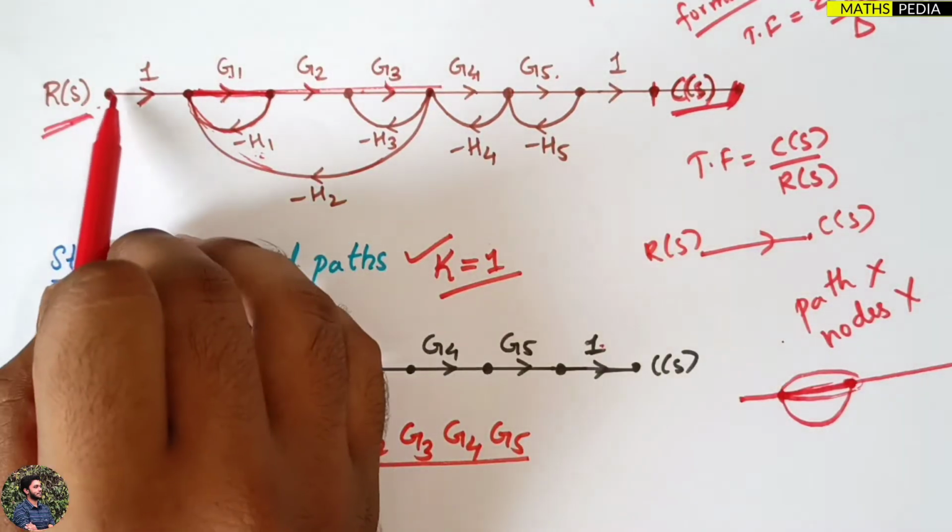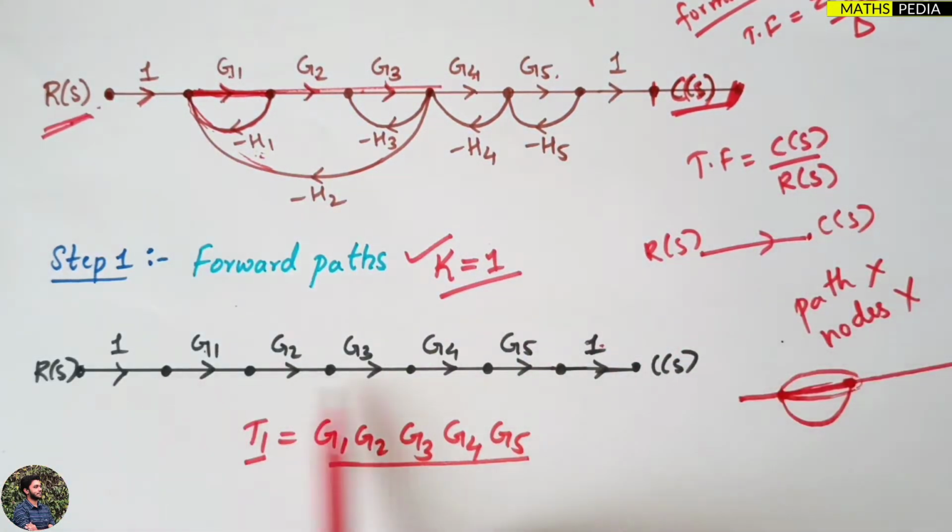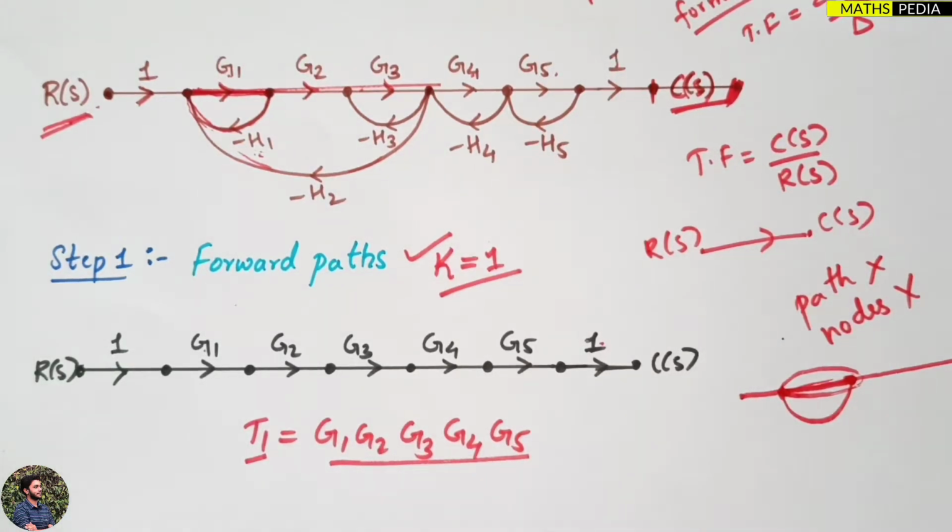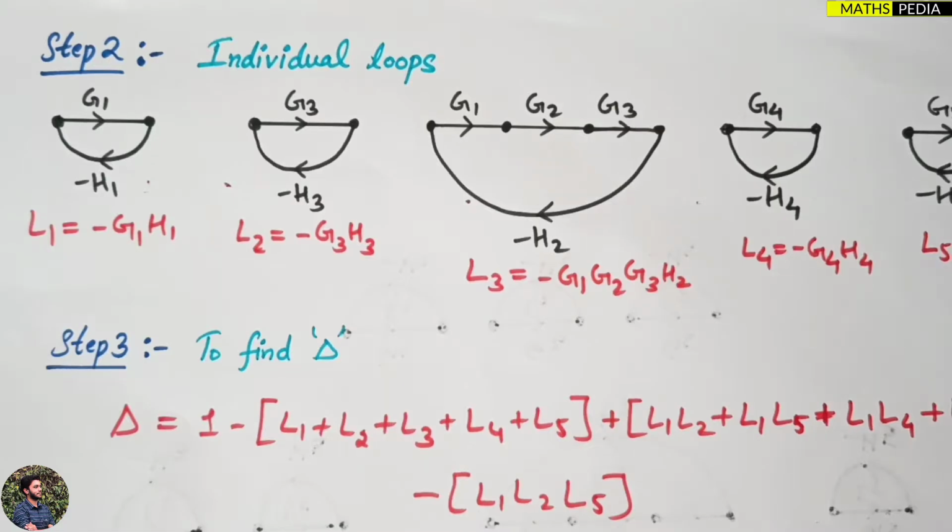Okay, so you have to travel in the same direction, all the direction you have to see. So there is only one path for the given forward path for the given signal flow graph. Second step is to find out the individual loops.